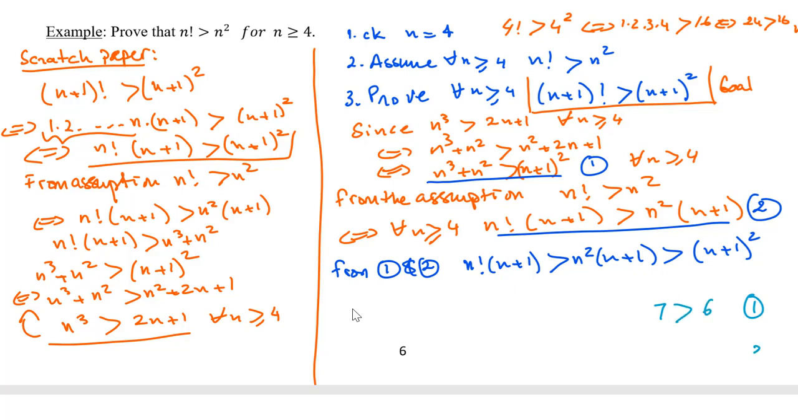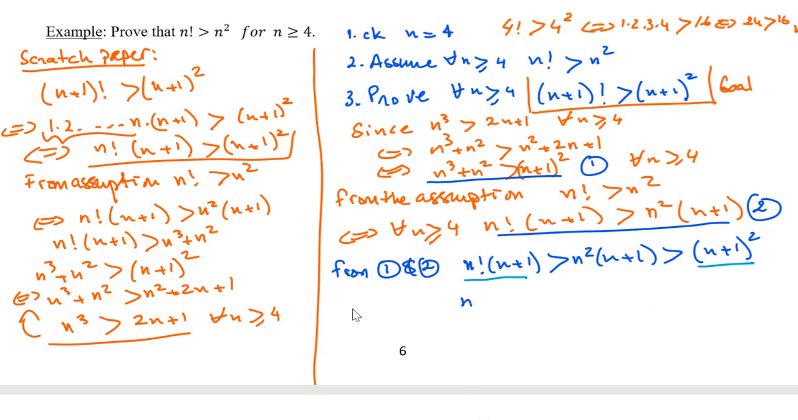And then for number 2 is the same as saying 9 is greater than 7. So from 1 and 2, I would say you have 9 greater than 7 and 7 is greater than 6. So 9 is greater than 6. So that's exactly what I did here. 9 is greater than 6. That's what I used, the same logic.